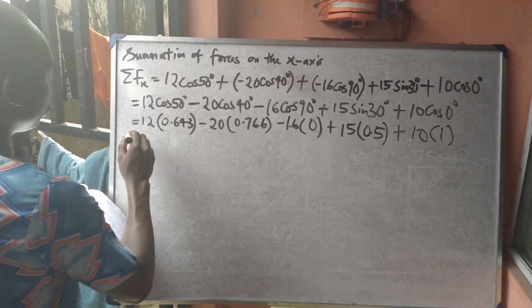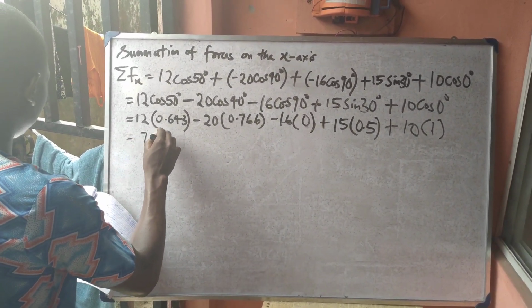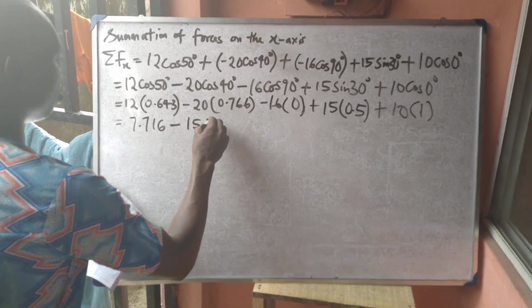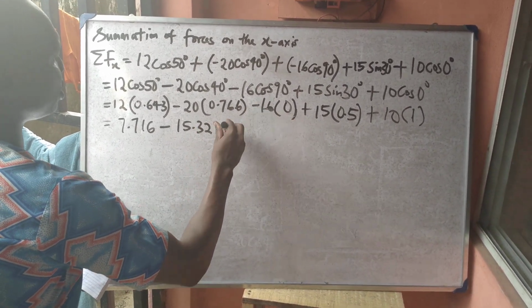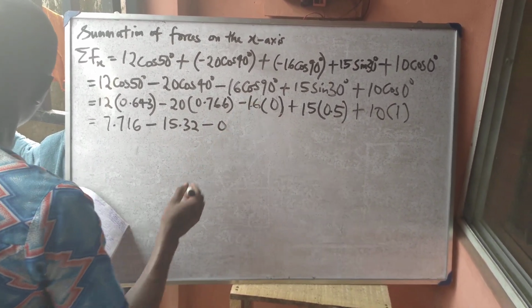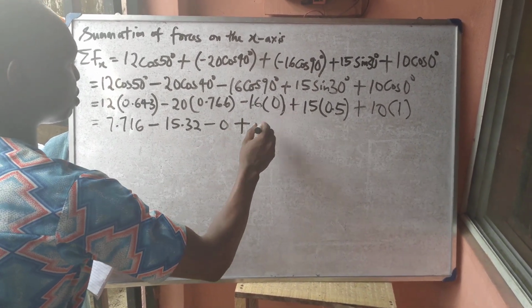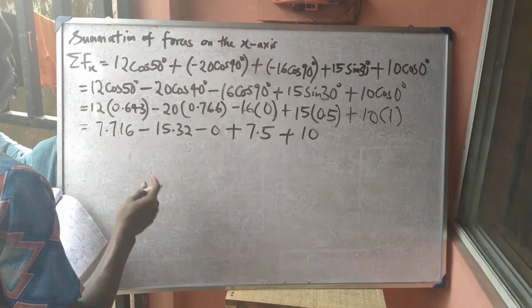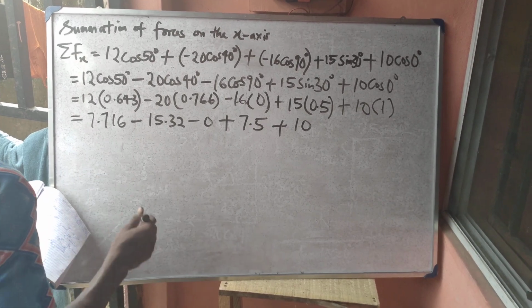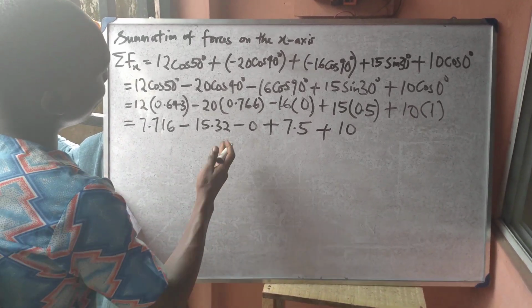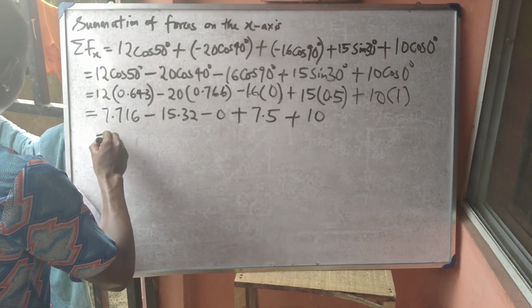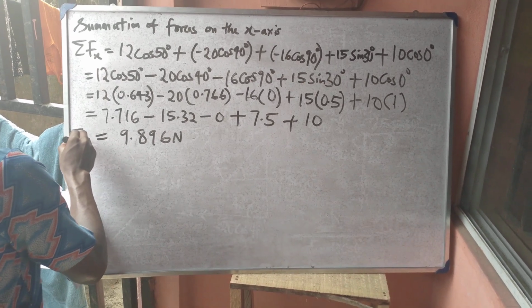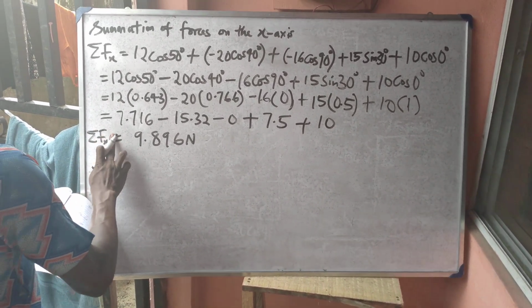So 12 times 0.643 gives us 7.716, minus 20 times 0.766 is 15.32. And then 16 times 0 is 0. Of course, anything that multiplies 0 is 0. Then 15 times 0.5 is 7.5, that is half of 15. And then 10 times 1 is 10. When you do your further arithmetic, 7.716 minus 15.32 minus 0 plus 7.5 plus 10 finally gives us 9.896 newtons. So sigma fx is 9.896 newtons.